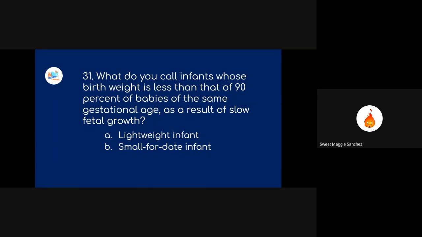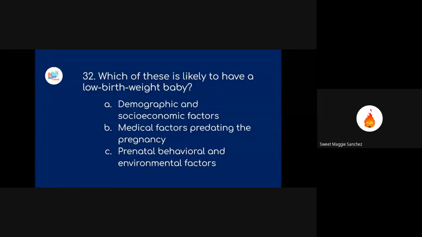Okay, timer stops. Question 32. Which of these is likely to have a low birth weight baby? Is it A, demographic and socioeconomic factors, B, medical factors predating the pregnancy, or is it C, prenatal behavior and environmental factors?